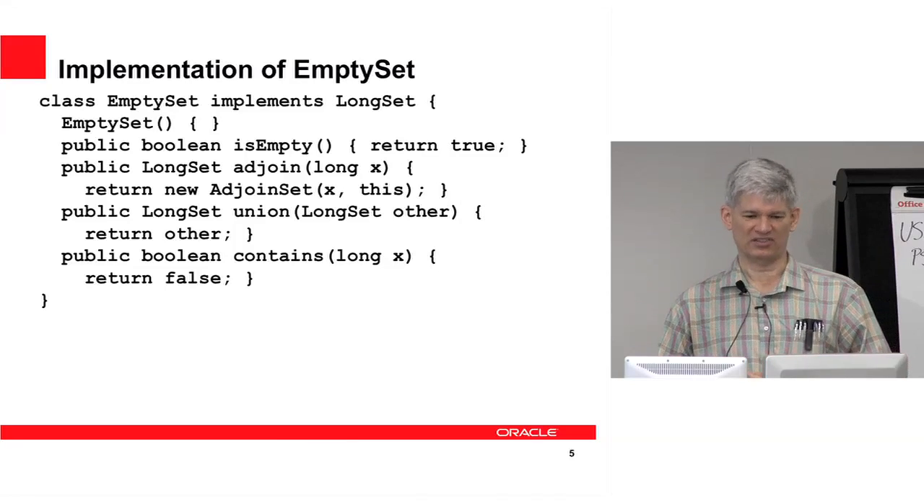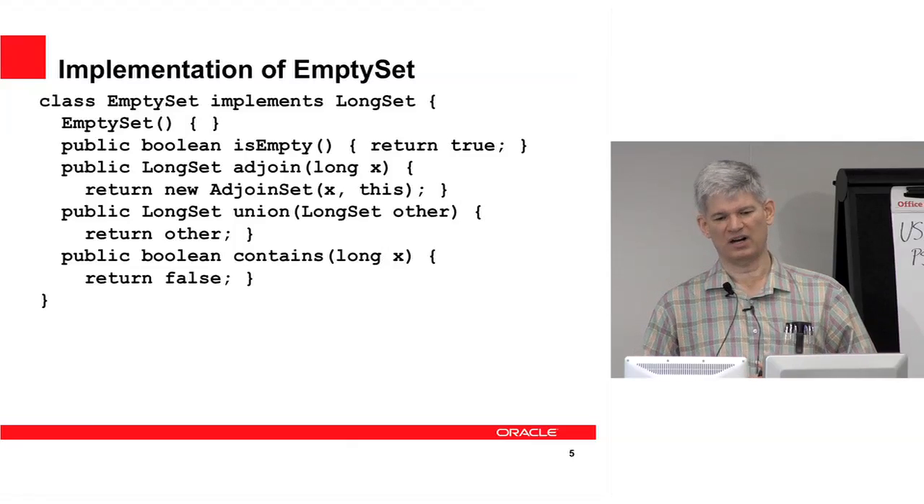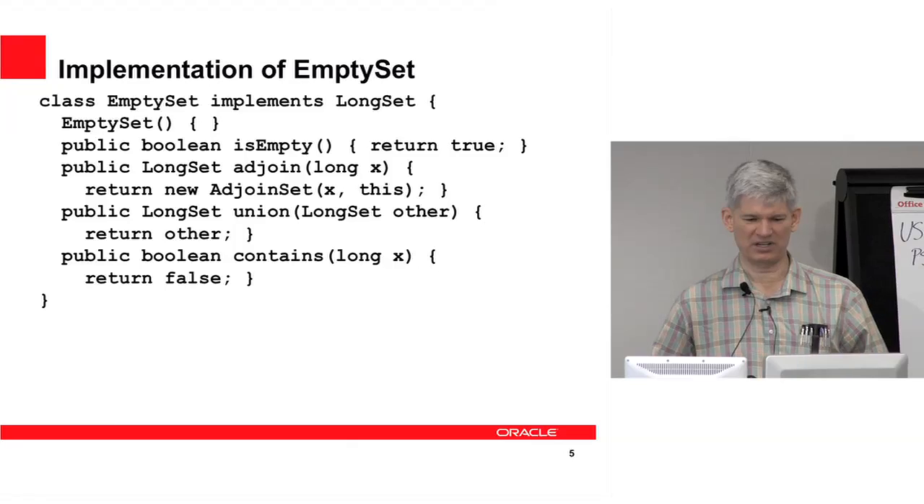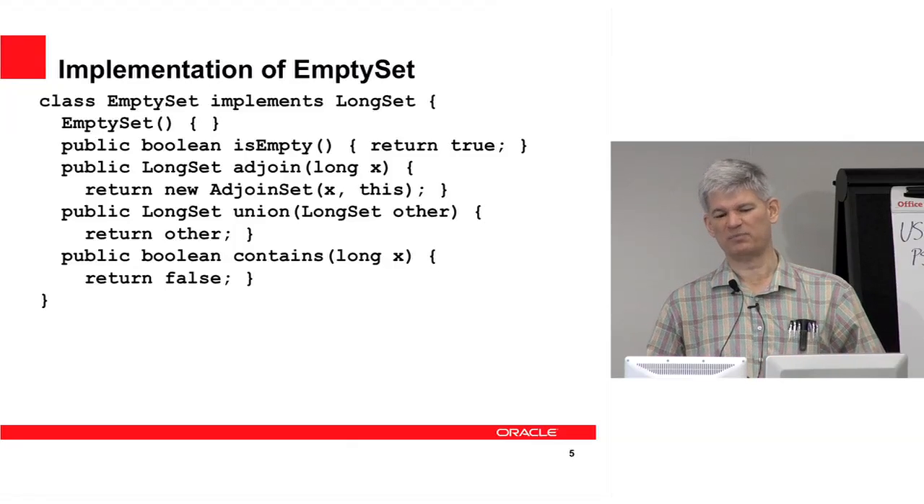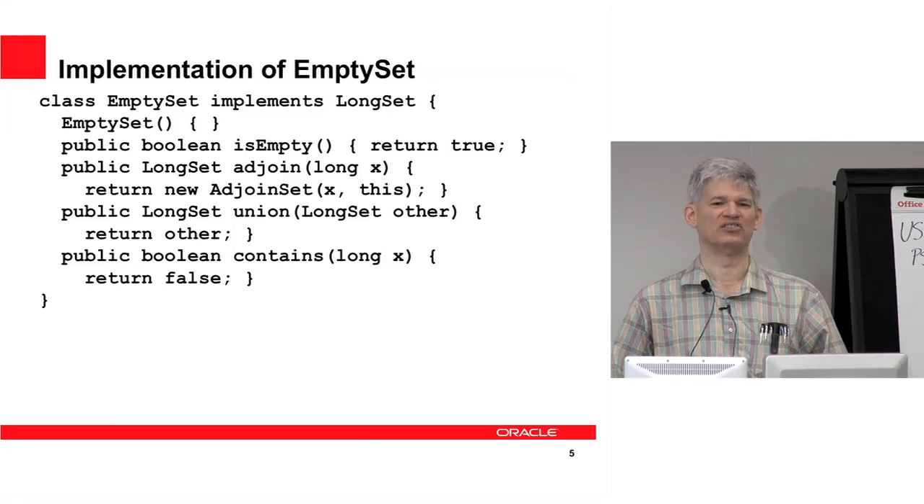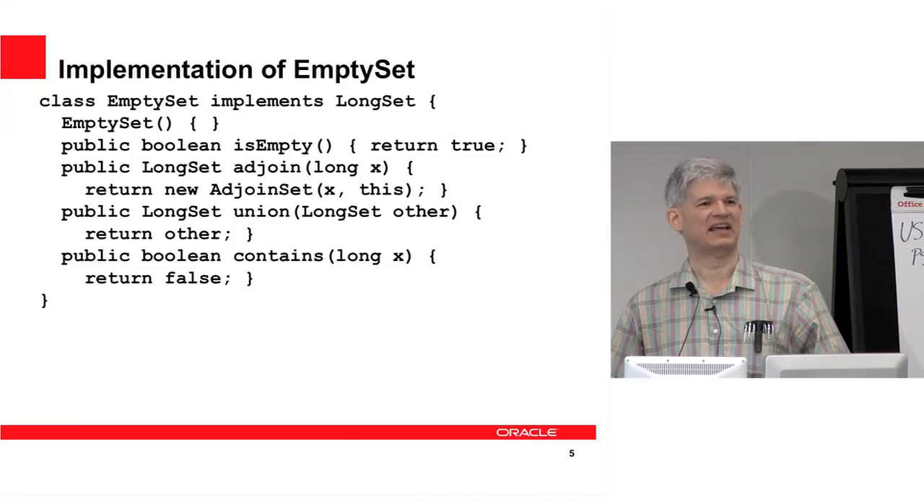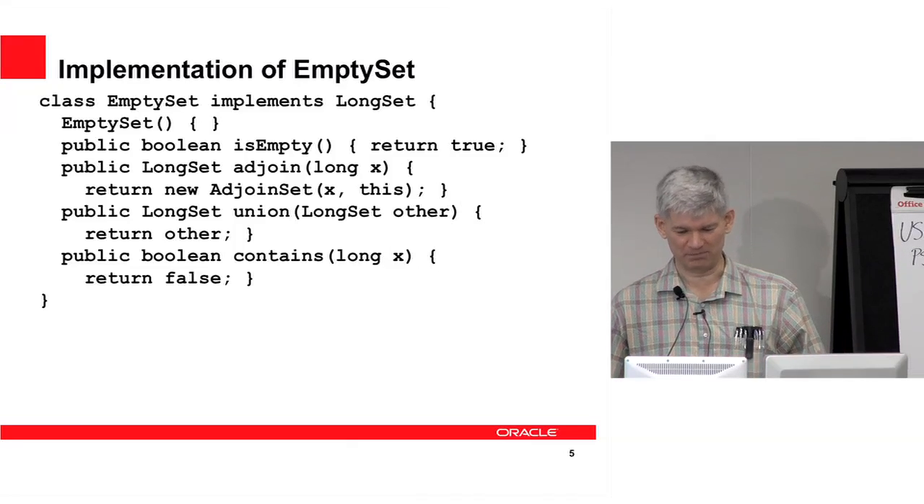If you ask whether it's empty, it says true. If you want to adjoin something to it, we're going to return a new AdjoinSet object. We'll see the code for that in a minute. And there's a special case when you're taking the union of an empty set and something else: you can just return the something else. And finally, if you ask whether the empty set contains anything, it says false all the time.